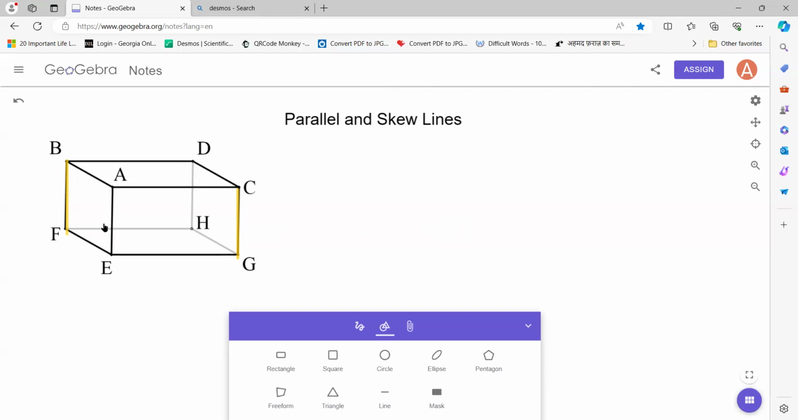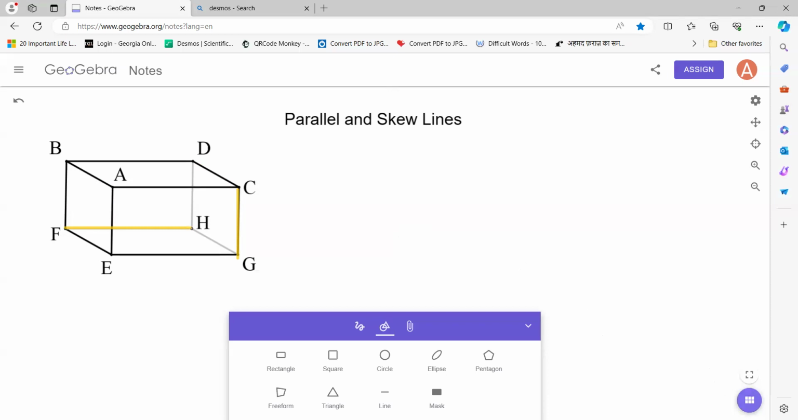I'll give you another example of skew lines. Now these two lines, FG and CG, are skew because you cannot imagine a plane going through both. That's flat, so they're not on the same plane, and clearly they don't intersect, so they go on and on.